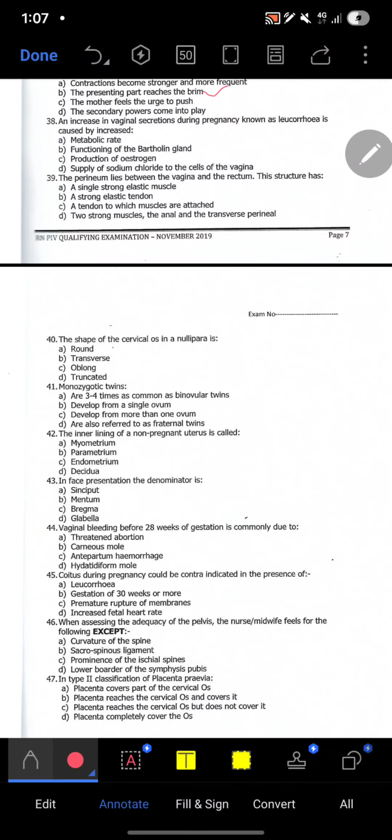38. An increase in vaginal secretion during pregnancy, known as leukorrhea, is caused by increased. The correct answer is C, production of estrogen. 39. The perineum lies between the vagina and the rectum. This structure has, the correct answer is C, which is a tendon to which muscles are attached.